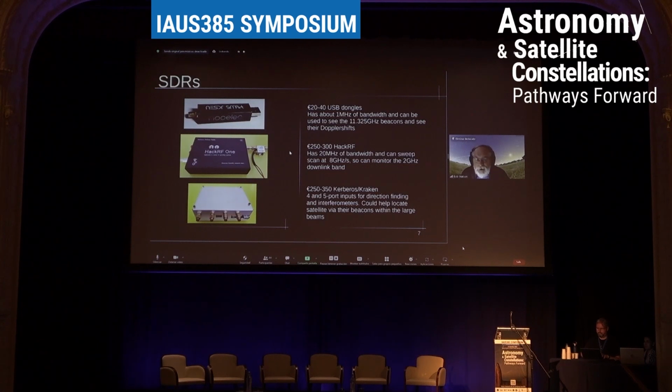So the SDRs are, as I'm saying, relatively cheap, going from about 10 euros for a really cheap one up to 20 or 40 for a better one. To get the broader bandwidth and be able to scan over large multi-gigahertz data, the 2 gigahertz at the downlink, you have to splash out a bit more, for like 300 euros for a HackRF One.